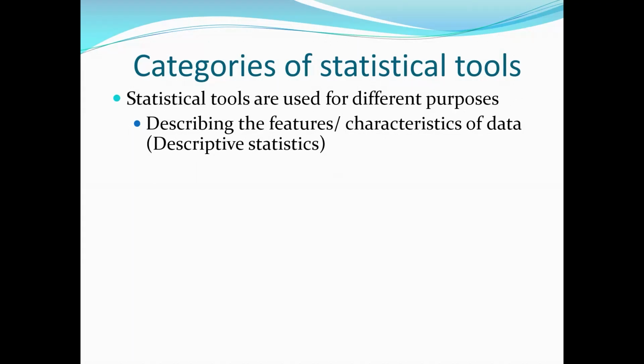First category of statistical tools, they are called descriptive statistics, describing the features and characteristics of data. We have collected data and we are starting to analyze the data. So first we try to understand what are the features of the data, general features, characteristics of the data. Then we move on to the analysis. This is not an analysis, this is only a description. Analysis starts after that.